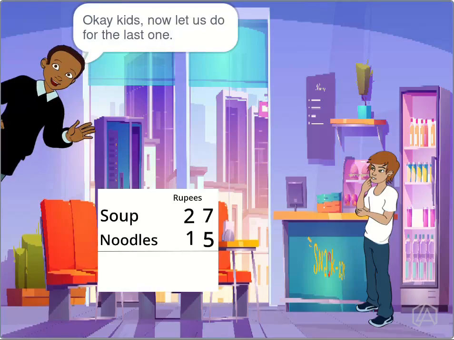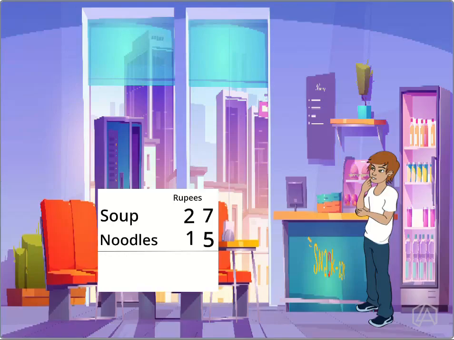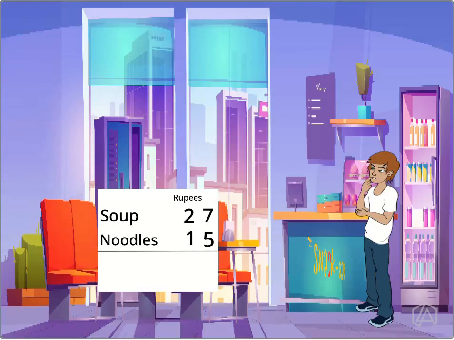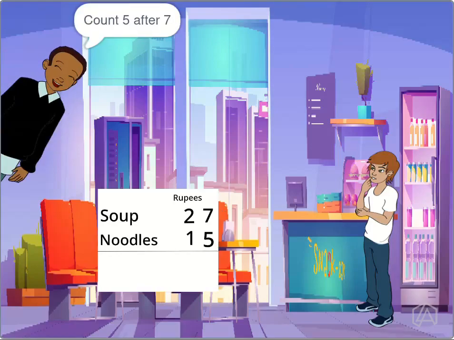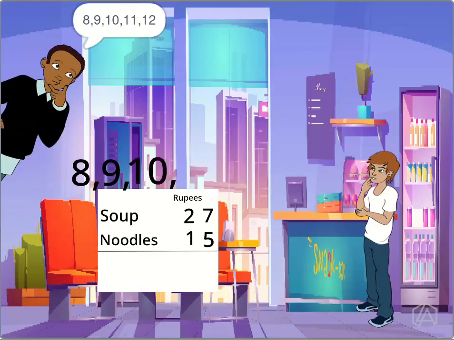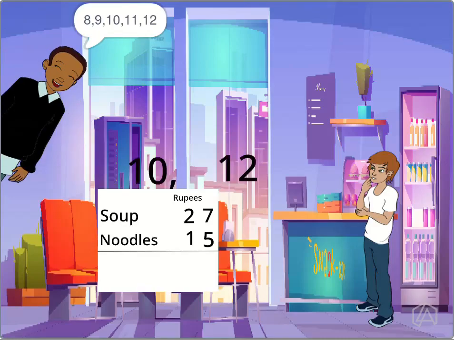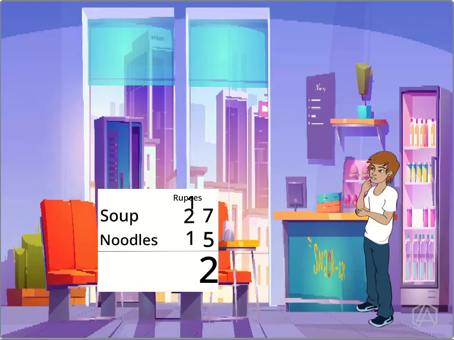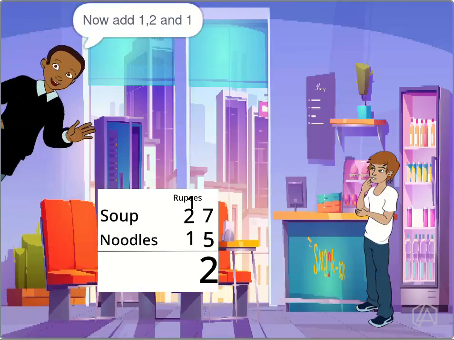Okay kids, now let us do the last one. Add the numbers 7 and 5. Count 5 after 7. 8, 9, 10, 11, 12. Write the number 2 and write the number 1 on the other side. Now add 1, 2 and 1.